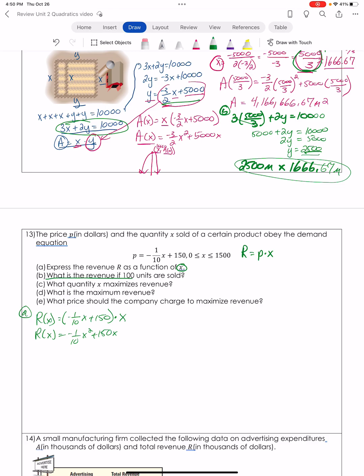B, what's the revenue if 100 units are sold? So all you have to do is put the number sold. So R of 100 is negative 1/10 times 100 squared plus 150 times 100, which is equal to 14,000.